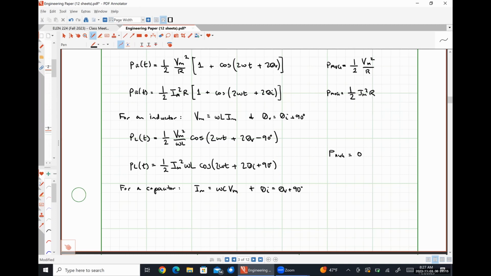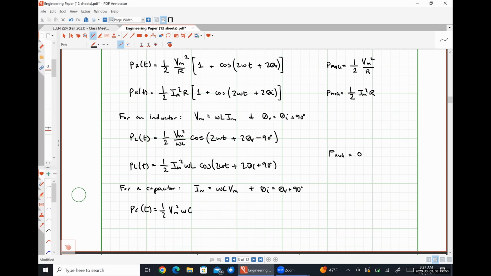So expressing everything in terms of the voltage, I'm going to have PC of t is equal to 1/2 Vm squared times omega c. When I do my mathematical manipulation of my phase angle here, right? So I'm going to have theta v minus the quantity theta v plus 90 degrees, which is going to look like negative 90 degrees. The cosine of negative 90 degrees is also 0. So capacitors don't absorb any average power either.